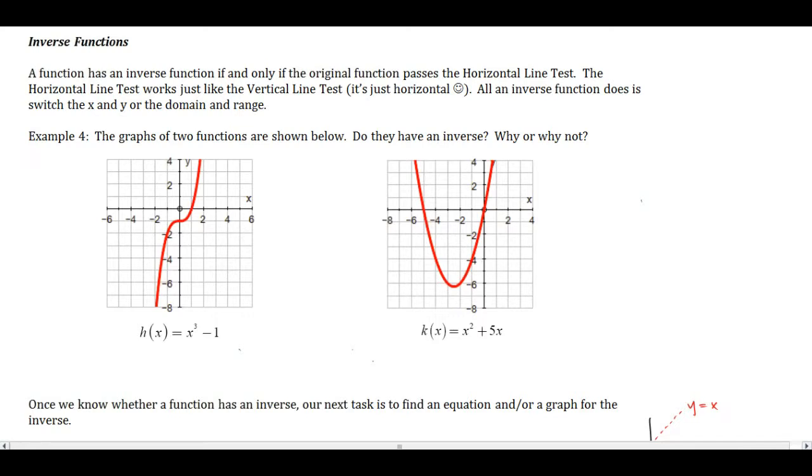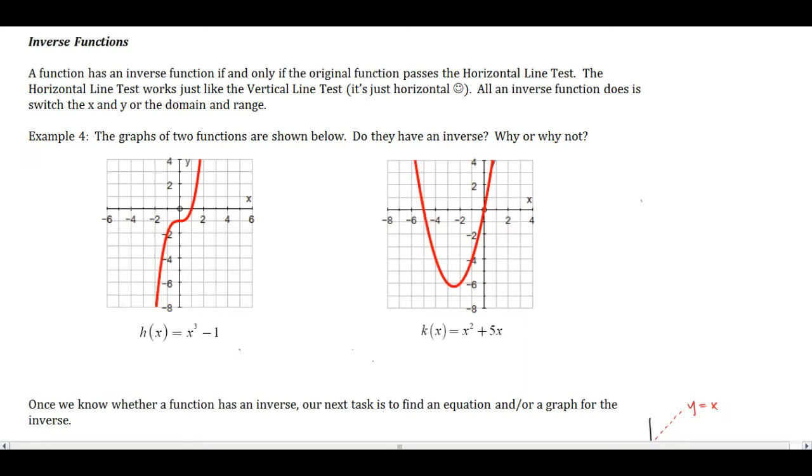Inverse, what if you have a graph and you want to know if its inverse is a function? Okay, right? How would I do that? Well, I do what's called a horizontal line test. It's just like a vertical line test. A vertical line test tells me if the graph I'm looking at is a function. A horizontal line test tells me if the graph I'm looking at, if its inverse is a function.